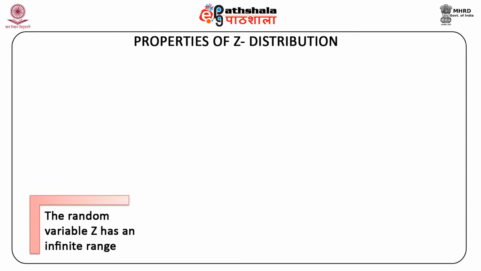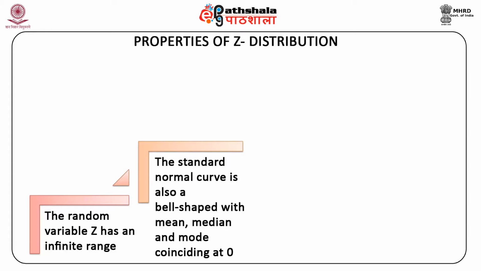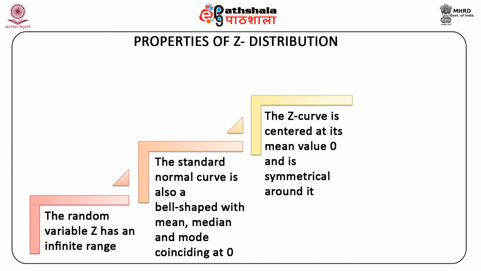That is, the random variable z has an infinite range. That is, z lies between minus infinity and plus infinity. The standard normal curve is also bell-shaped with mean, median, and mode coinciding at 0. The z curve is centered at its mean value 0 and is symmetrical around it.